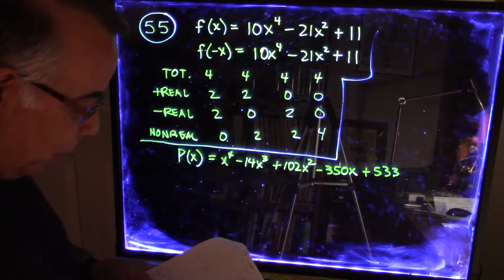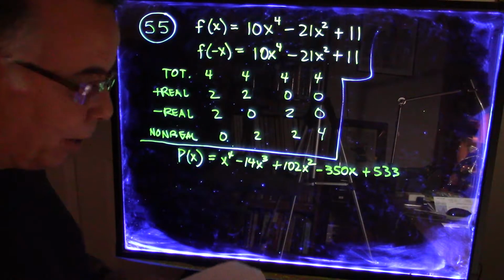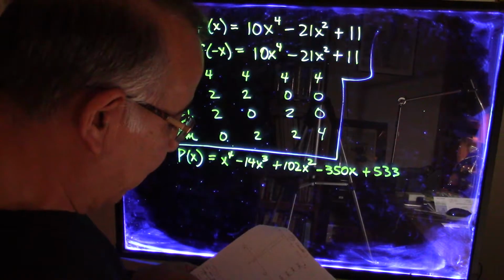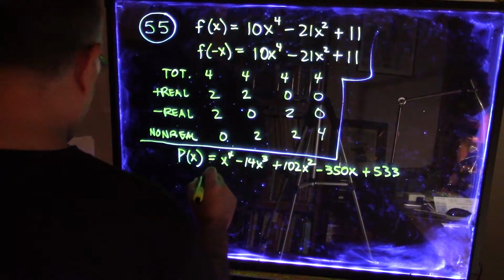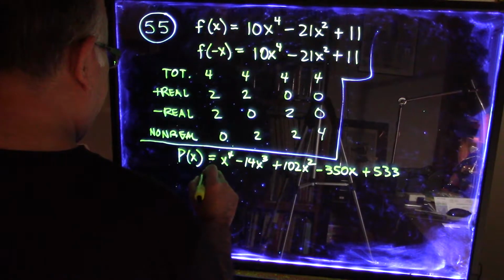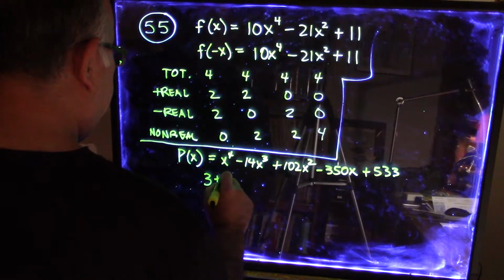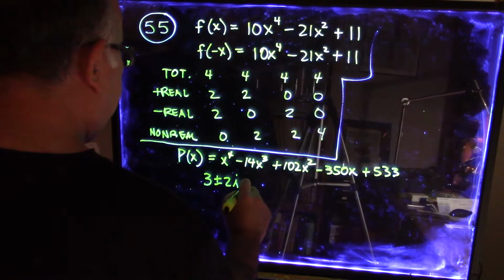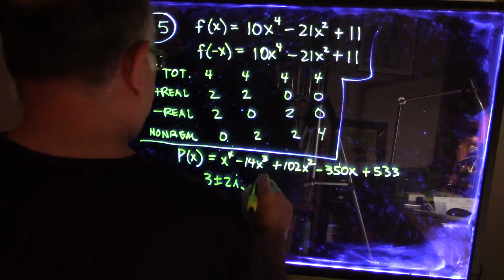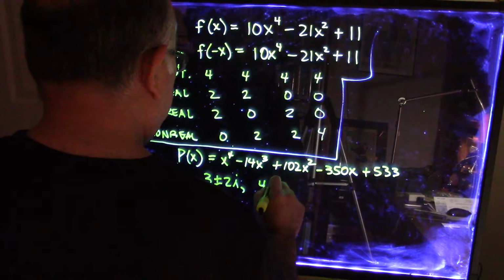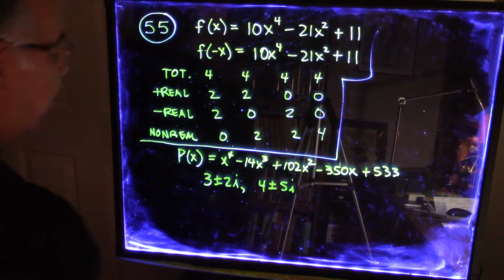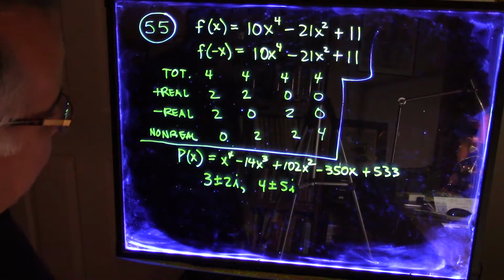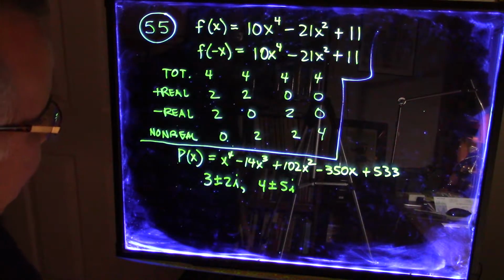This has no real zeros at all, neither positive nor negative real zeros. It has 4 non-real zeros. They are 3 plus or minus 2i and 4 plus or minus 5i. Okay, so there's an example of a polynomial with no real roots at all. All right.